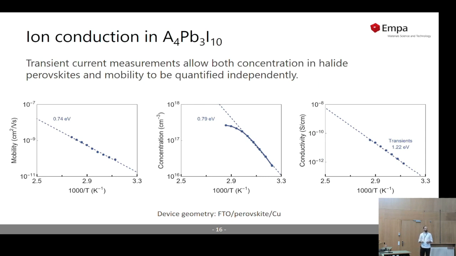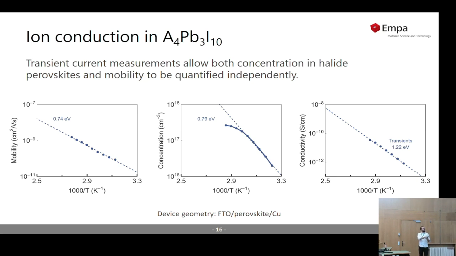And this is what we get for these devices. We have the mobility, the concentration, and the conductivity calculated by the combination of these two. We see that the activation energies are different if we look at just conductivity or mobility. Again, showing that it is important to look at both how the mobility changes and how the concentration changes.